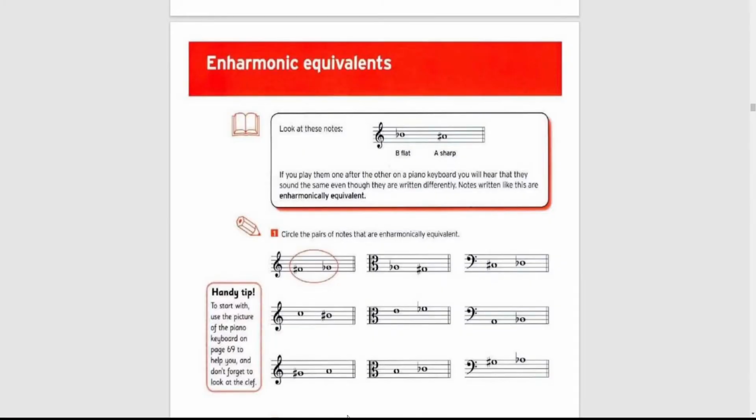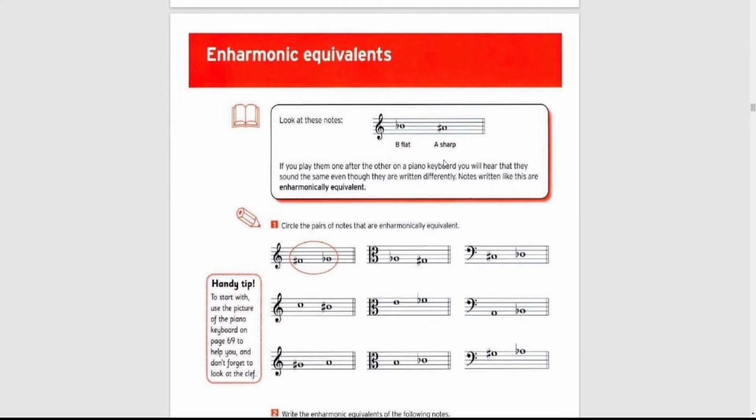So our topic today is enharmonic equivalence. What is enharmonic equivalence? You can see here there are two different notes, but when you play them on a keyboard, you will find the same key. That is B flat and A sharp. I will show you by making a keyboard.